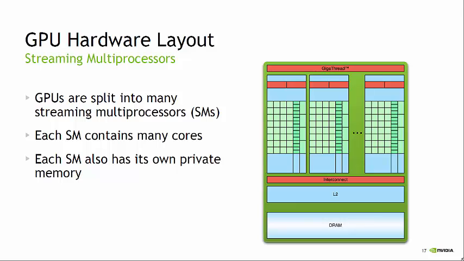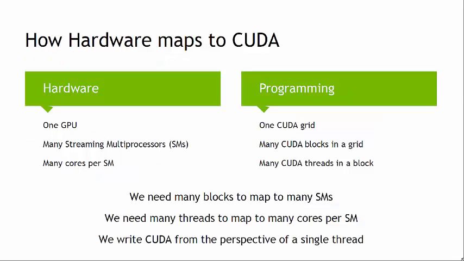It is useful for some algorithms, but not for our vector addition. So in CUDA, we have a sort of hierarchy of terms. It's much the same as in the hardware. So in the hardware, we have a GPU. In CUDA, we have a grid. These terms are partially based off graphics.